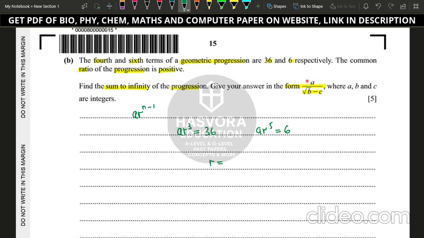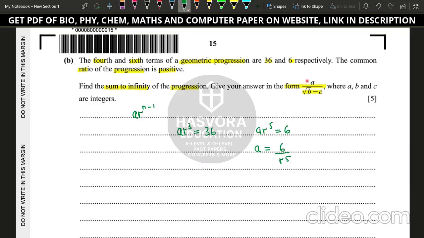So what I can do is let me just rearrange one of the equations so you can substitute it into the other one. Okay, so this will become a is equal to 6 divided by r power 5. Okay, let's erase this one.